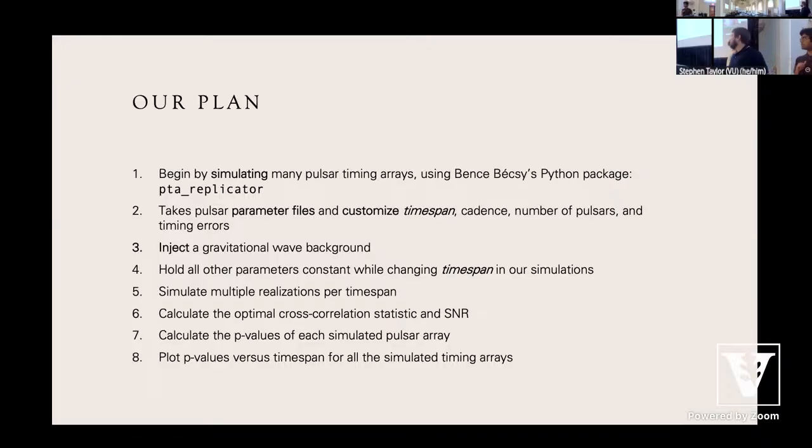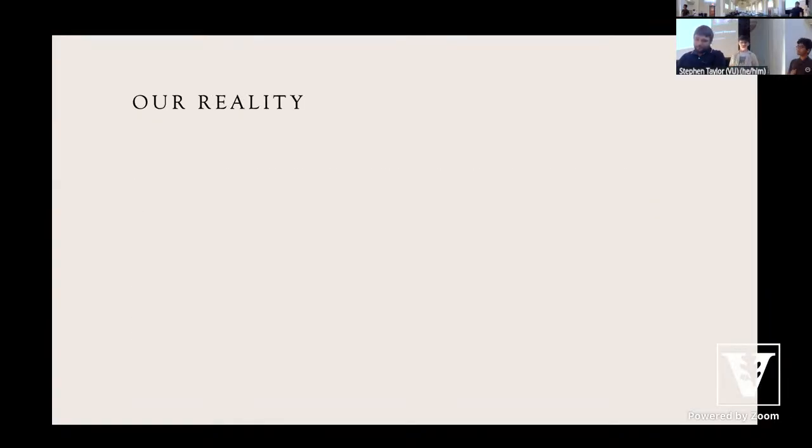So our plan. We're going to begin by simulating many pulsar timing arrays using PTA replicator, which I know a lot of you are familiar with. It takes the pulsar parameter files and customizes time span, cadence, number of pulsars, and pulsar timing errors. We inject a gravitational wave background and hold all other parameters constant while changing our time span, which Lucas will talk about. We simulate multiple realizations per time span, calculate the optimal statistic and SNR, then calculate the p-values. Then we plot those versus time span.